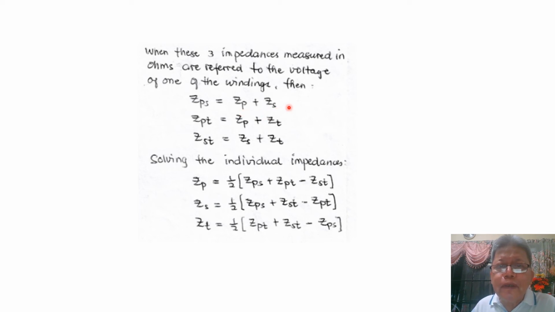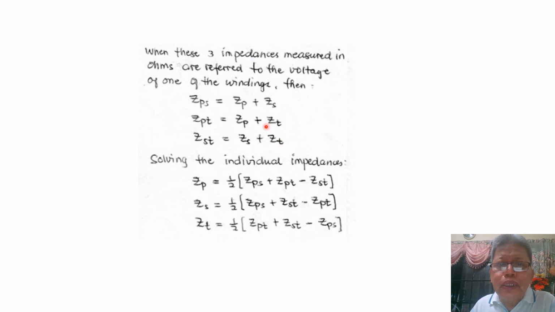So meaning if we take the impedance ZPS, it will just be the sum of the primary impedance plus the secondary impedance, while ZPT would be equal to the sum of the primary impedance Z sub P and the tertiary impedance Z sub T, and ZST will be equal to the sum of the secondary impedance and the tertiary impedance Z sub T.